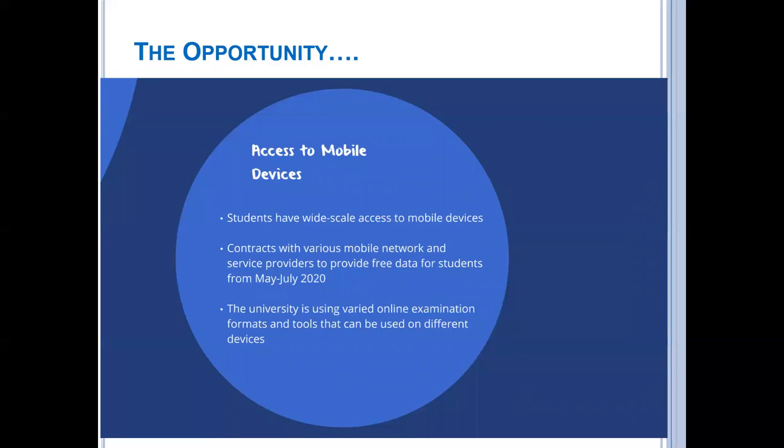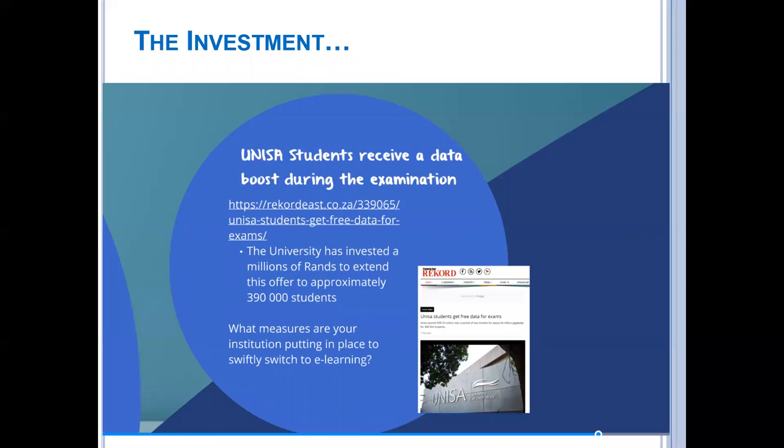What opportunity did we see? We've seen that students have wide-scale access to mobile devices. So the university has signed contracts with various mobile network and service providers to provide free data for students from May to July 2020. The university is using varied online examination formats and tools that can be used on different devices. So these were all the opportunities we've seen and that we've taken advantage of for this semester's exams.